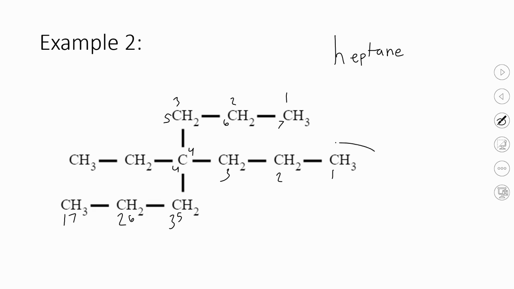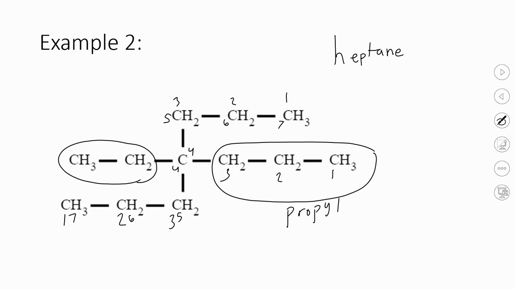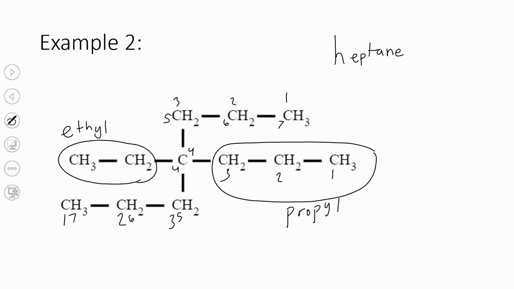And then I have this side chain with 3 carbons, and I have this side chain with 2 carbons. So what would this be called with 3? Good, we have propyl. And what's this one? Ethyl, good. So now we need to alphabetize these. So ethyl is going to go first because E is before P.